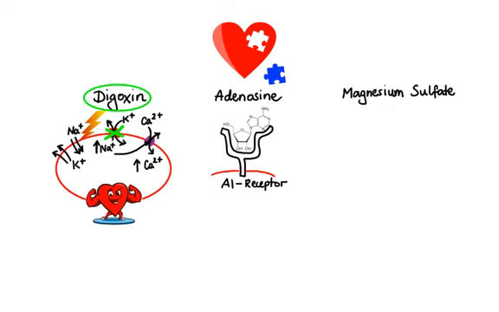Due to its very short duration of action, adenosine has to be administered by IV. Its main indication is acute supraventricular tachycardia. One of the biggest benefits of adenosine is that it's relatively non-toxic, with the most common side effects being chest pain, flushing, and hypotension.